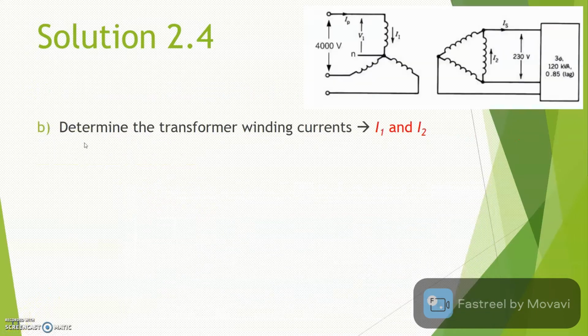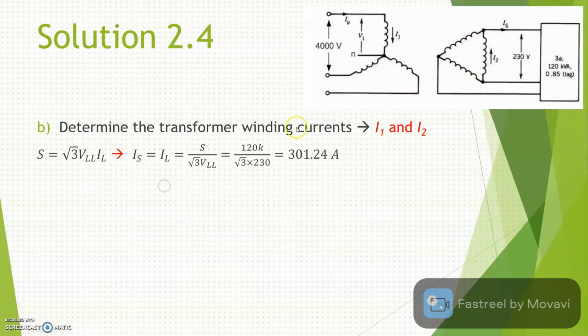Okay, and for B, you need to determine the transformer winding current. Based on the circuit you drew just now, the winding currents are I1 and also I2. So how do we calculate that? Based on the power equation, you know that S is equal to square root 3 multiplied by V line-to-line multiplied by IL.